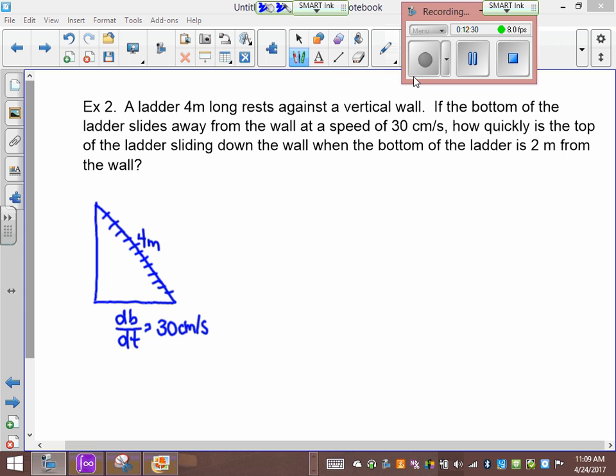So they want, I'll call it A, dA/dt, when the bottom of the ladder is 2 meters from the wall. It should say 2 centimeters. Oh, where's this? This one should be meters. That's just a typo. It's meters per second.